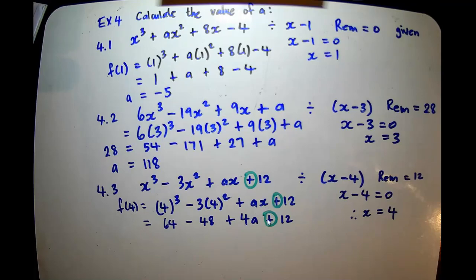Please note that that was a plus sign and not a minus sign. I made a mistake there. Right, so bringing all our numbers over to one side. Right, if we say 64 minus 48 plus 12, will give us minus 16, and take over our plus 4 to the other side. Right, a is equal to, divide both sides by 4. Divide both sides by 4, a is equal to negative 4.